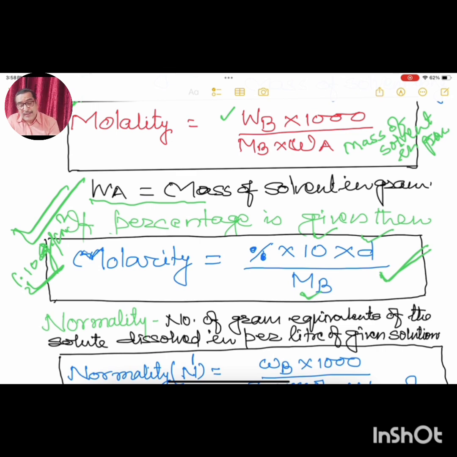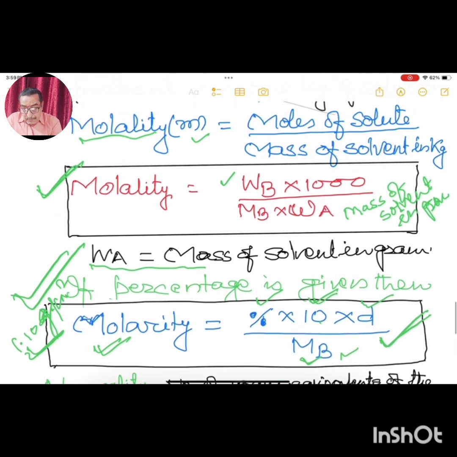It means 15 gram is the solute, 85 gram is the solvent, so the total mass is 100. Again we use the formula density equals mass by volume, so we calculate the volume as mass divided by density. No need here. You directly use this formula: use the percentage, density, multiply by 10 and divide the total by the molar mass of the solute. You easily calculate the molarity.